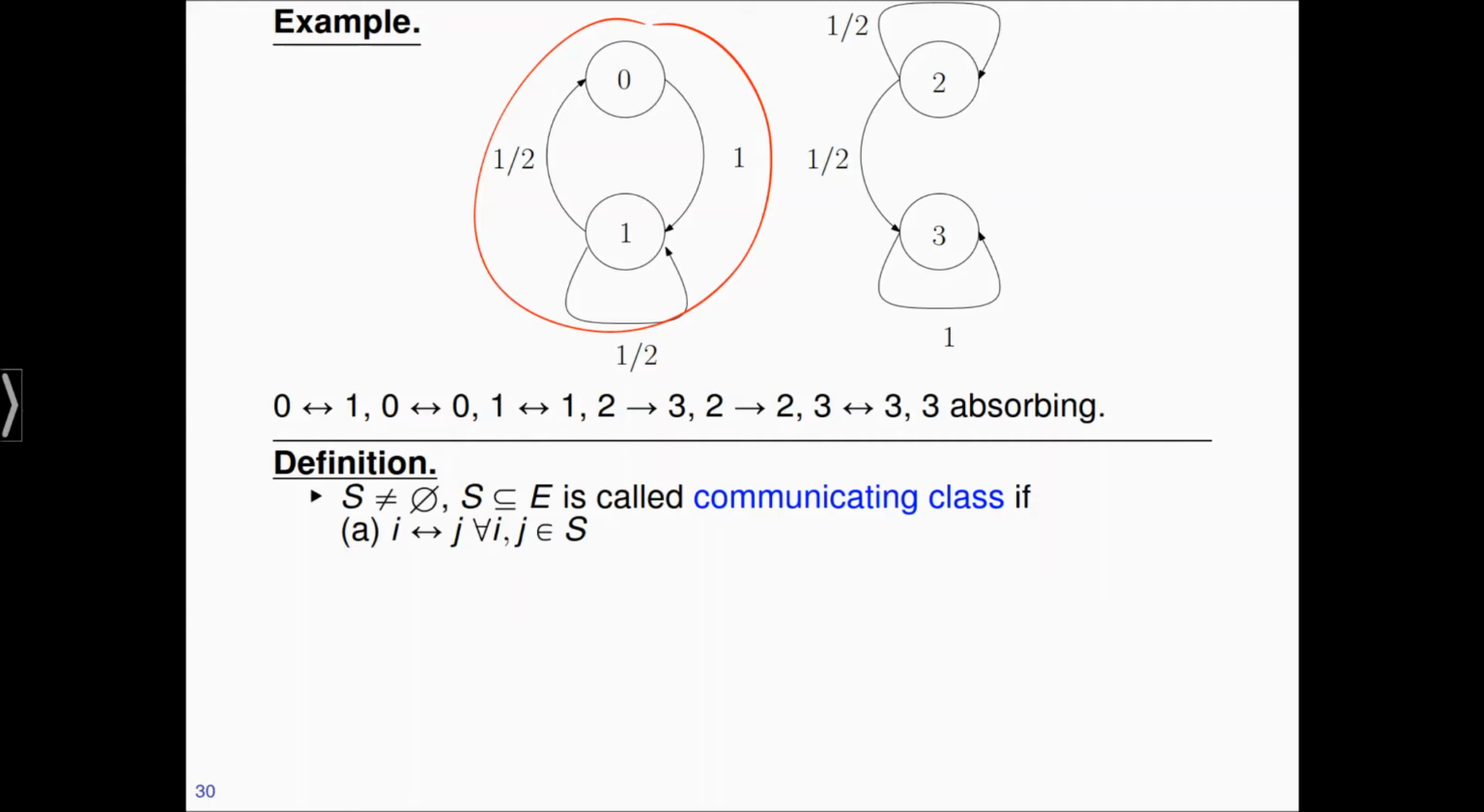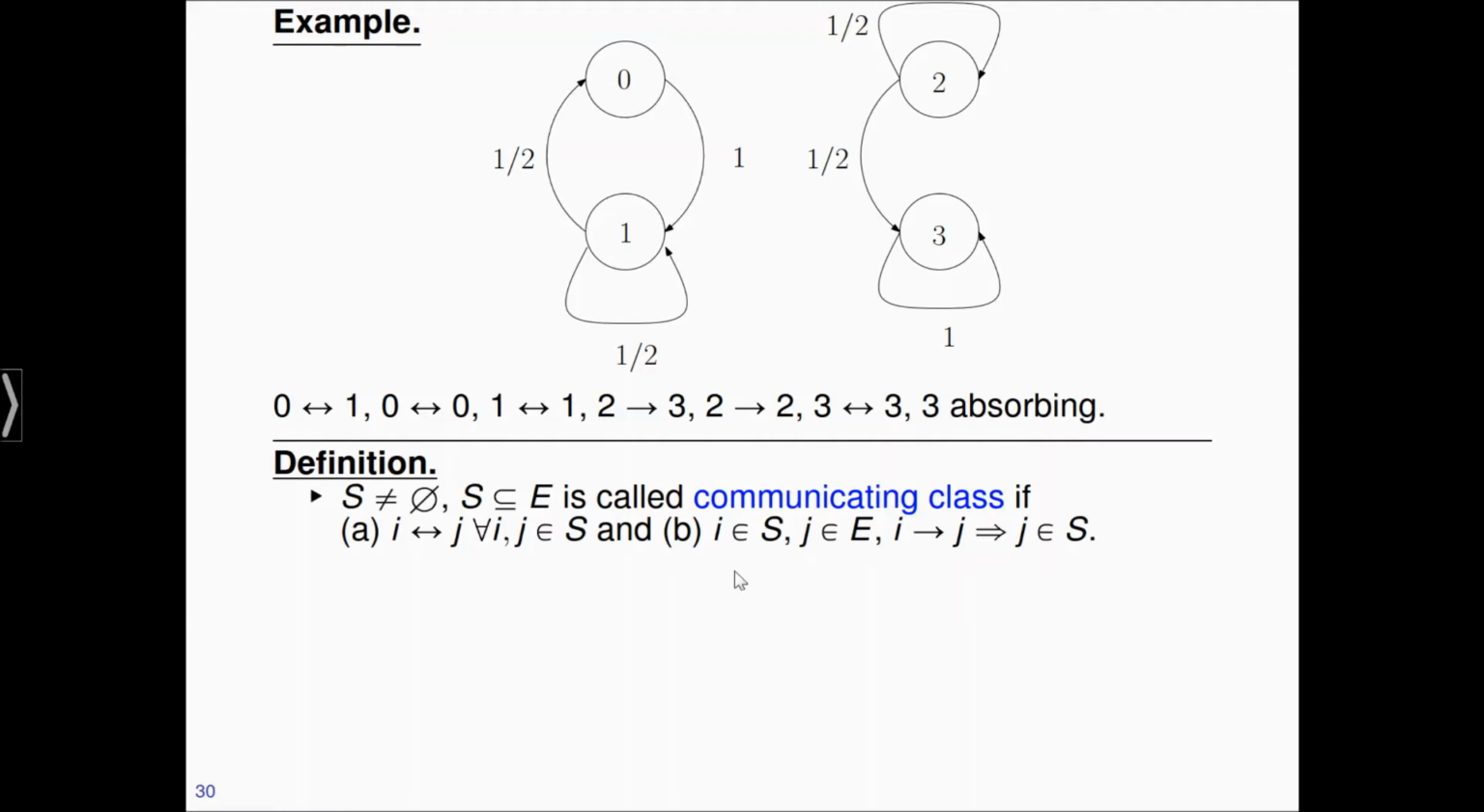So the formal definition is as follows: a set S, non-empty, subset S of E is called a communicating class if, first of all, i and j communicate for any combination of i and j from S. The second property says that you should not exclude any states that you can reach from the states in your communicating class. So if you have a state i in your communicating class, and you have another state somewhere in the Markov chain, and you can reach j from i, then j also has to be in the communicating class.